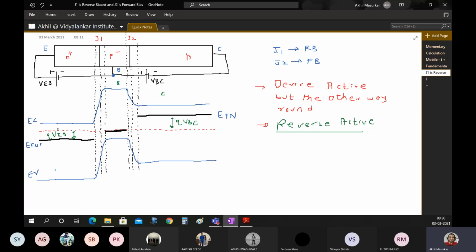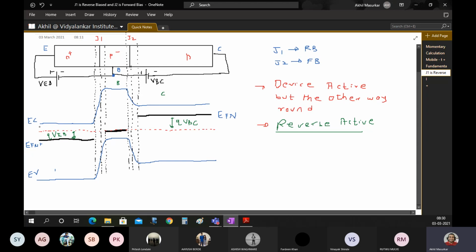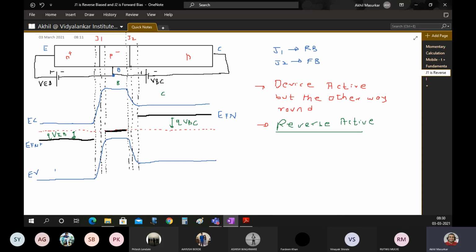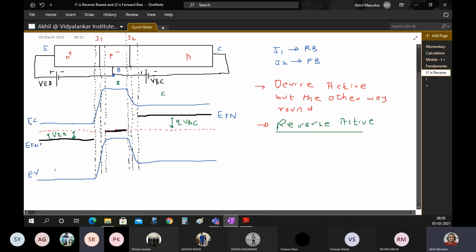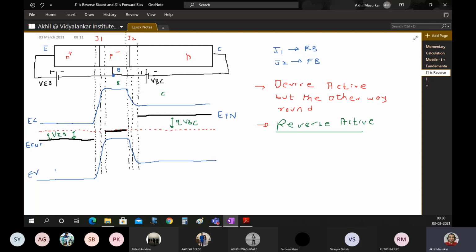Are you done with this energy band diagram? Yes, Shruti, are you following this? Yes, sir. Manas, what about you?